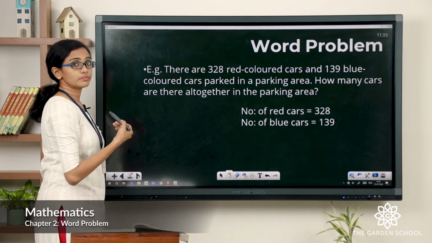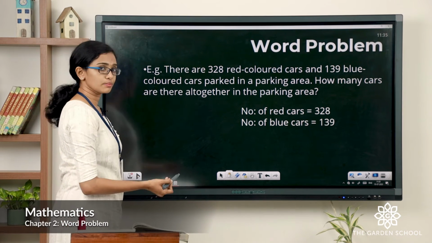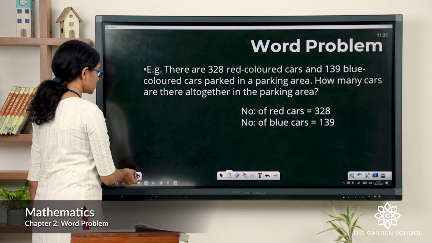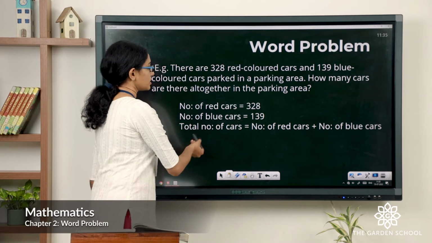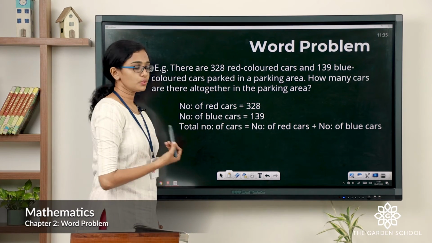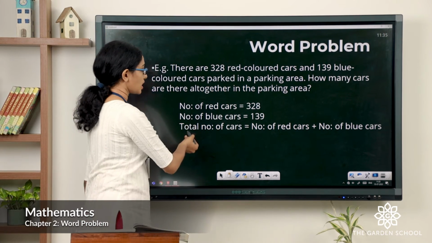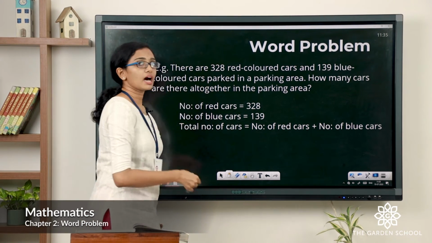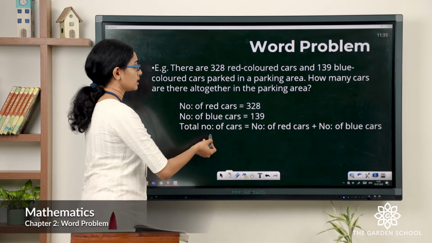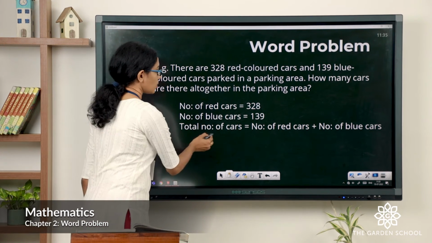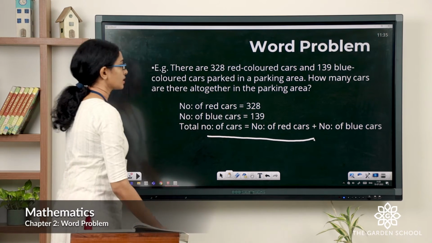Now altogether means the addition or the total number of cars. So let's find out the total number of cars. So total number of cars will be equal to the number of red cars plus the number of blue cars. So you have to write down this step, and after that you substitute the step with the numbers. So it's very important that you write this step here.